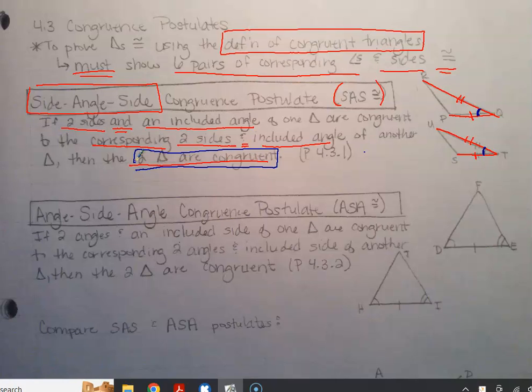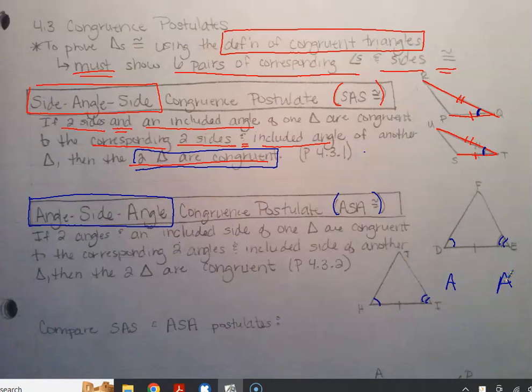Now we also have another one, which is the angle side angle congruence postulate, or ASA. This time we need 2 angles and the included side to be congruent. So let's look at the breakdown in this diagram. Angle H is congruent to angle D. That's one angle. I'm going to say angle I is congruent to angle E. So that's my second angle.